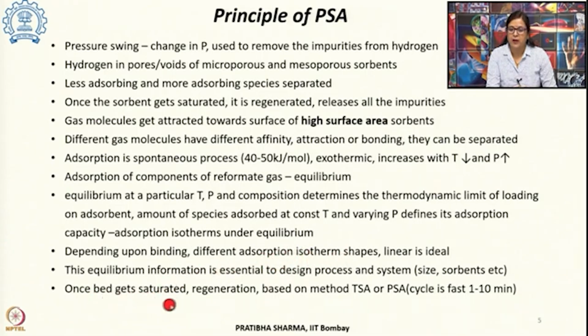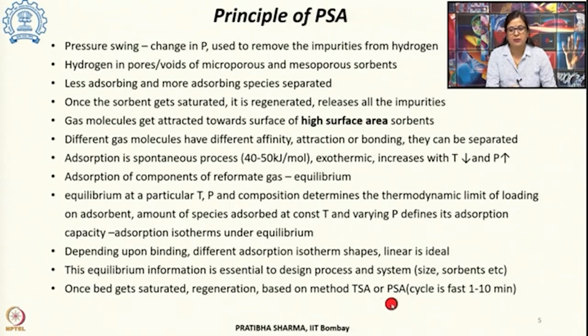And once the bed gets saturated after coming in contact with the impurities, the regeneration of the bed can either be done by increasing the temperature, in which case the method is called temperature swing adsorption, or it can be done by changing the pressure, lowering the pressure. So, it is pressure swing adsorption.